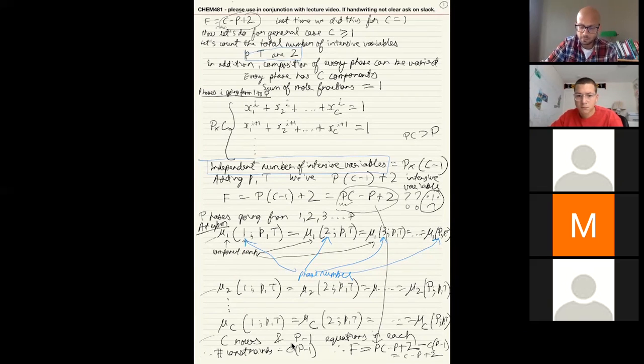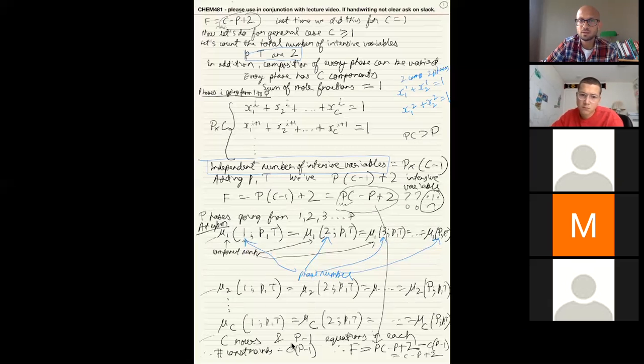So let's say you have a 2-component system in 2 phases. What would this have meant? This would have meant x1, component number 1 in phase number 1, plus component number 2 in phase number 1, right? And these two should be adding up to 1. Similarly, component number 1 in phase number 2 plus component number 2 in phase number 2 is equal to 1. So in addition to pressure and temperature, you have 4 more variables here that you could vary.